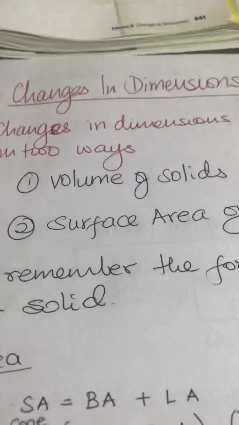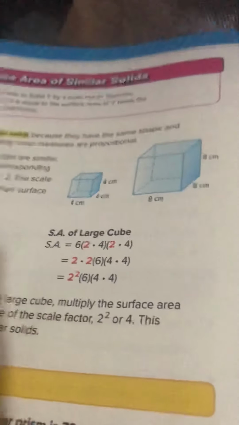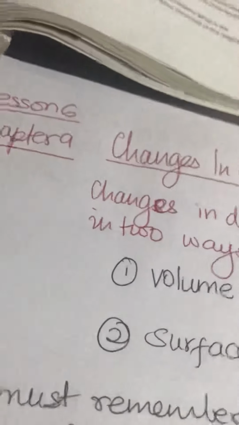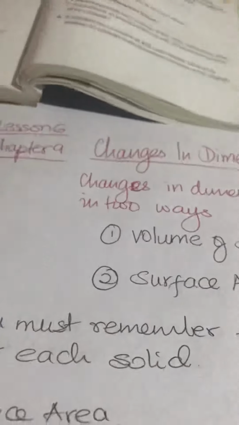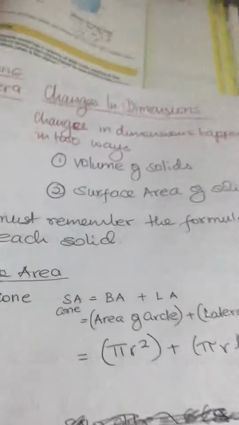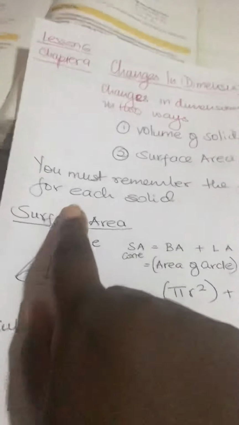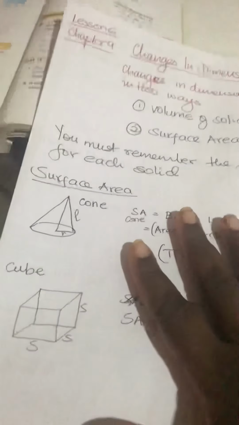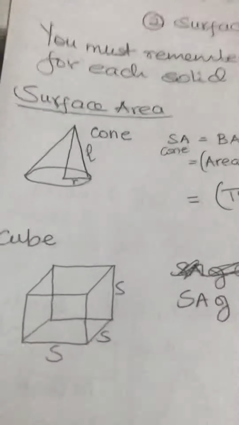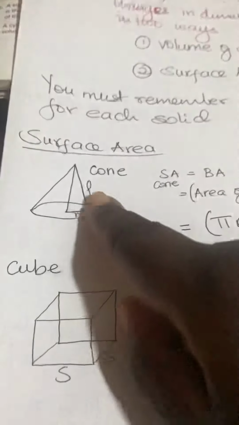If the question did not give us, it just gave us a picture like this, then you must find the surface area. You see? It just gave you a picture. Okay? All right. So, that's why I wrote here, you must remember the formulas for each solid. You must. So let us review the surface area formulas for cone.